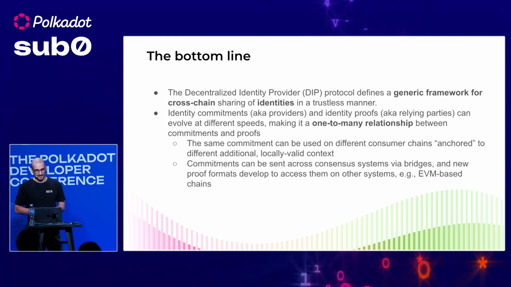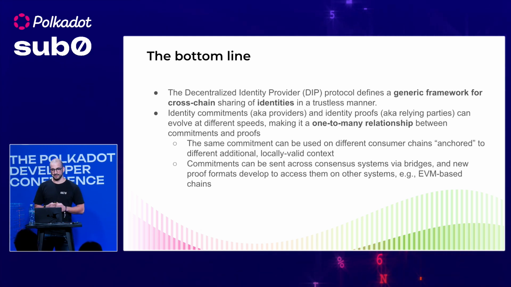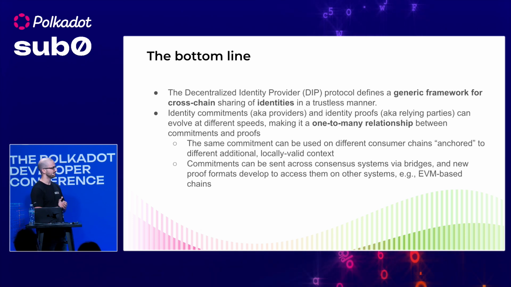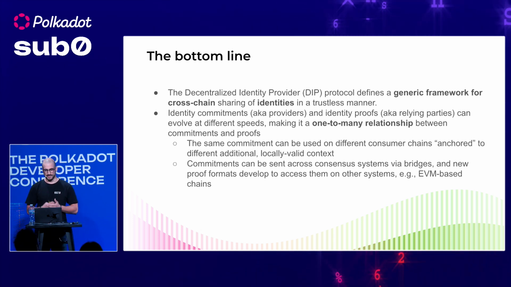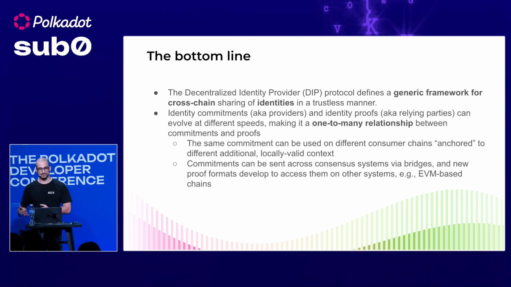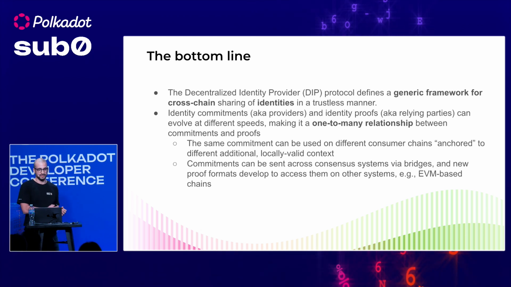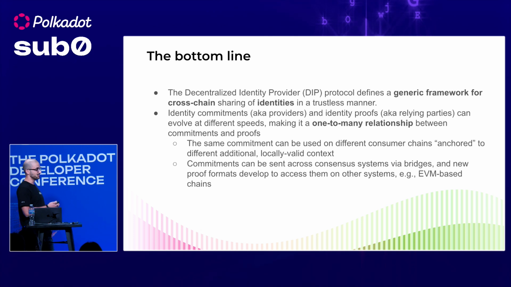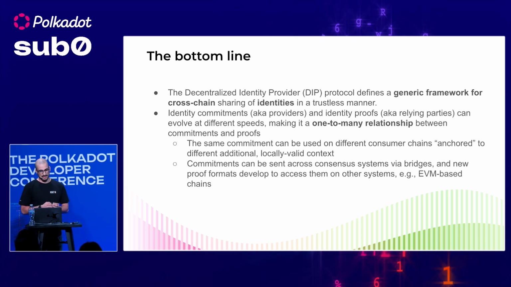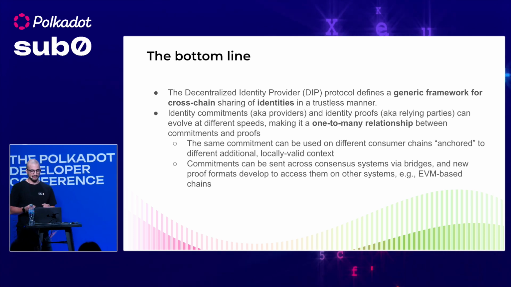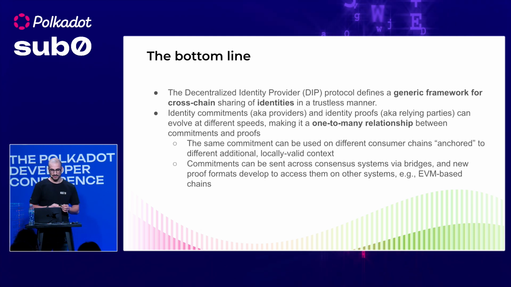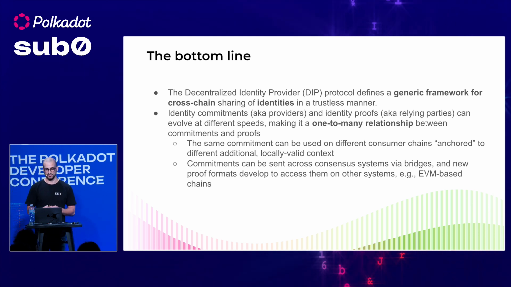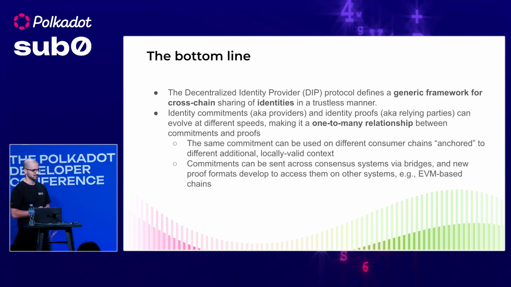Okay. So the bottom line. The DIP protocol is a generic framework, not a solution for cross-chain identities. KILT implementing it is a solution to some use cases that benefit from what KILT offers. But of course, we are aware that KILT is not the solution to all the problems, and there are other solutions which can fit those use cases better. But these use cases should be implemented definitely on top of the DIP protocol by other providers and consumers.